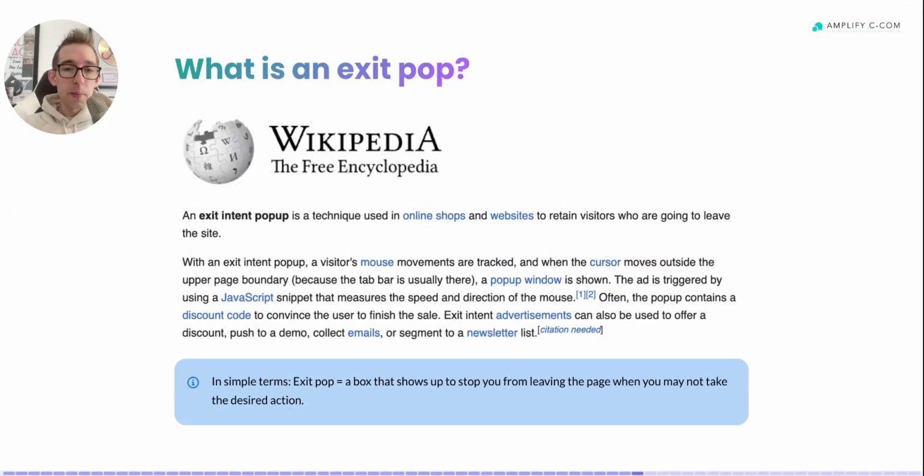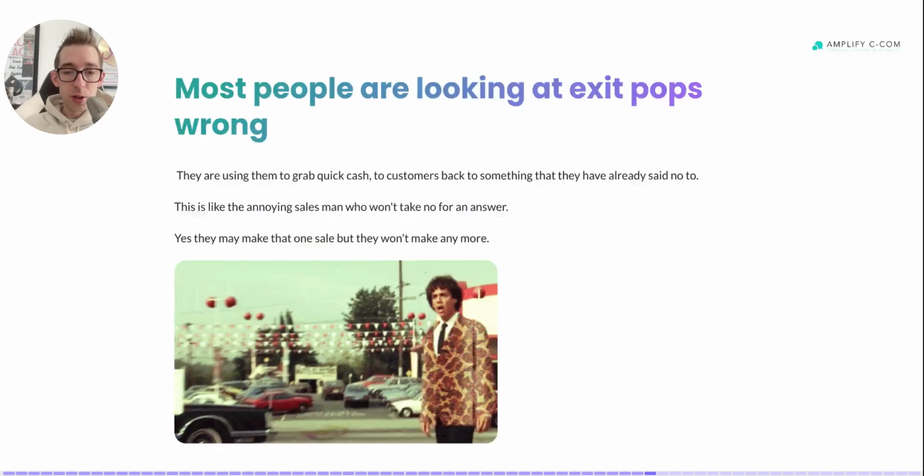So what's the power of an exit pop? Let's go through that. Exit pops are the next part that you can use really well in upsells. An exit intent pop is a technique used by online shops and websites to retain visitors who are leaving the site. In simple terms, an exit pop is a box that shows up to stop you from leaving the page when you may not take the desired action.